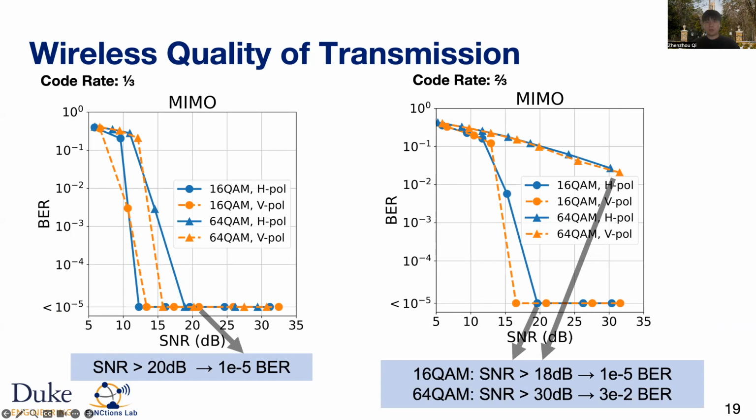And with a higher code rate, to achieve a similar BER performance, we need higher SNR values, which is also expected. For code rate of 1/3, with the SNR larger than 20 dB for 16 QAM, we are able to achieve a BER of less than 10 to the power -5. However, for 64 QAM with code rate of 2/3, we actually need a much higher SNR, and the BER performance is not as good as the lower code rate.